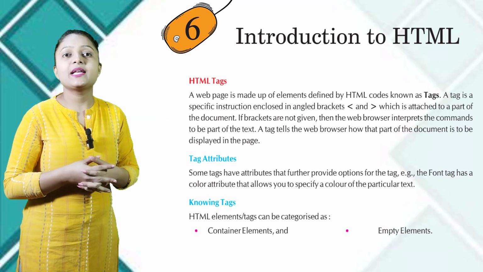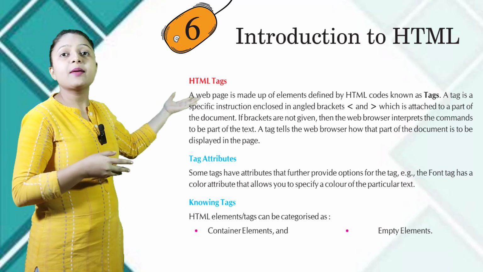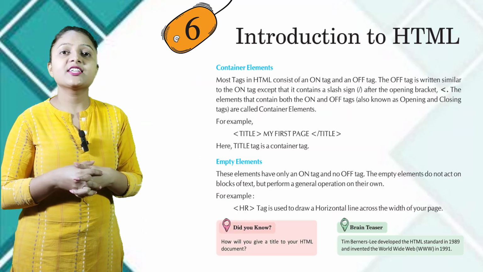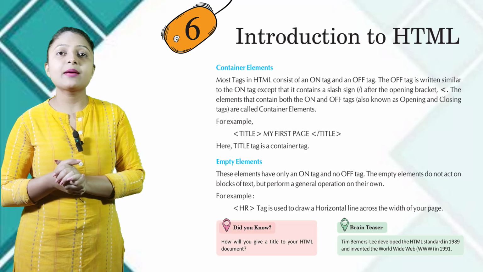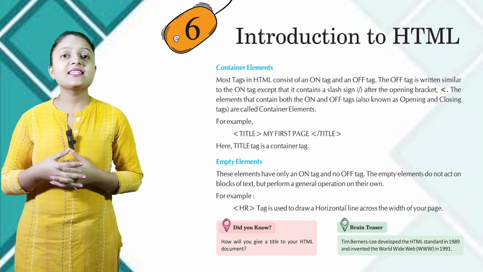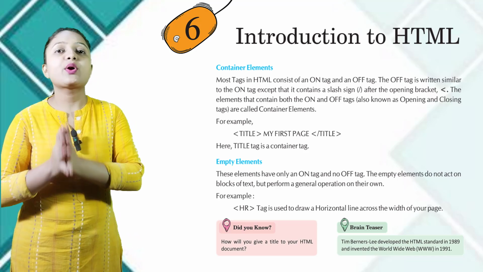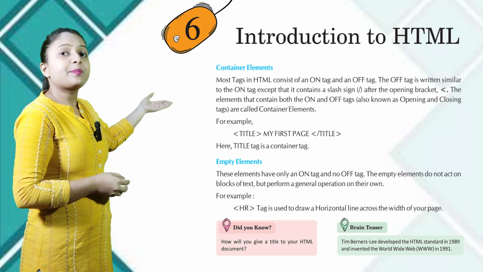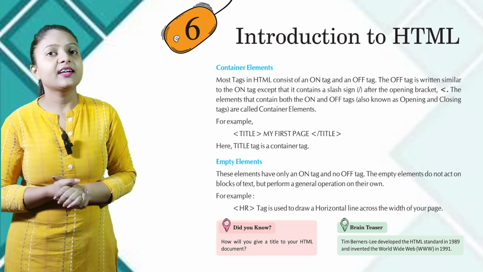Knowing tags. HTML elements or tags can be categorized as container elements and empty elements. Container elements. Most tags in HTML consist of an on tag and an off tag. The off tag is written similar to the on tag except that it contains a slash sign after the opening bracket. The elements that contain both the on and off tags, also known as opening and closing tags, are called container elements. For example, title, opening bracket, my first page, slash title, closing bracket. Here the title tag is a container tag.